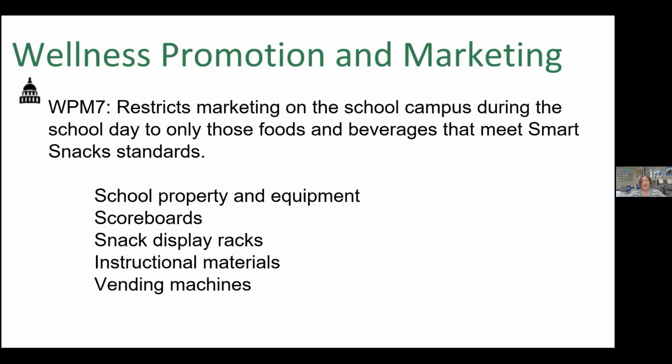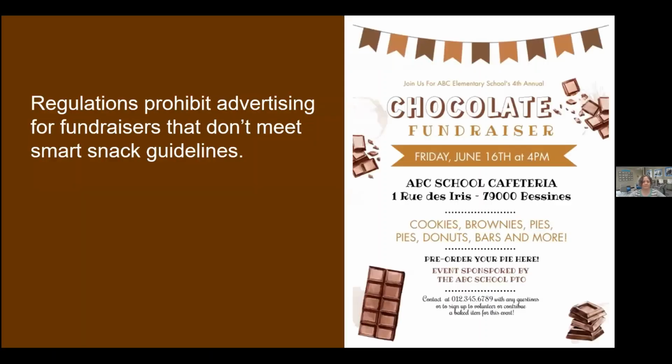Federal regulation restricts marketing on school campus to only those foods that meet the Smart Snack standards. This is not an inclusive list, just some examples: school property, equipment, a Little Debbie snack cakes display in the school cafeteria, instructional materials, vending machines. As these items are replaced, they need to be replaced with items that don't include any marketing for unhealthy foods. This regulation also refers to any fundraising your district might be doing that does not meet Smart Snack standards.